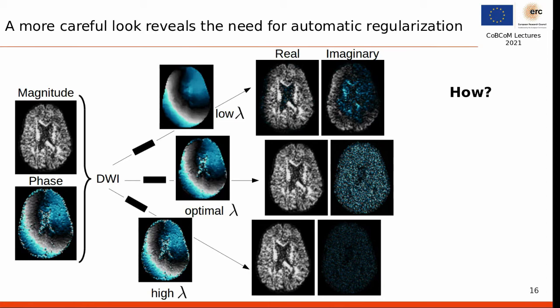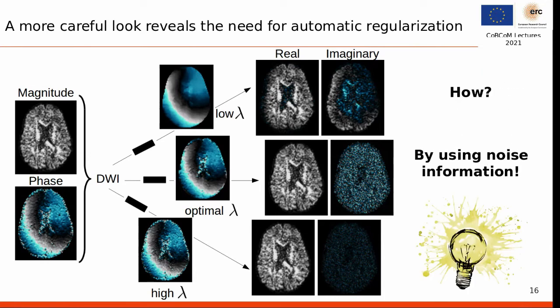And indeed, this is even more true when we keep in mind that in order to perform phase correction, we will discard at the end the imaginary component. And in the first case on top, we want to be able to do that because we have actually some tissue contrast in the imaginary component that we will discard later on. So how do we find this automatic regularization? Well, the idea here is to use noise information.